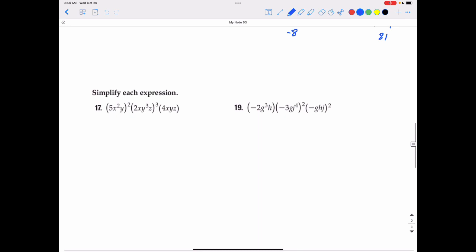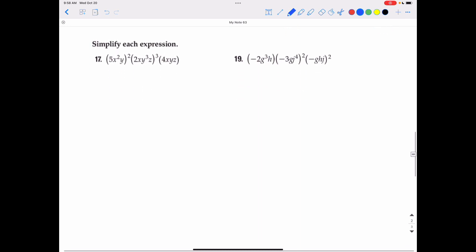Then finally we can combine everything. It says simplify each expression. So (5x²y)² (2xy³z)³ (4xyz) without a power outside. I can't do anything inside of parentheses, so the next part of order of operations would be to do your exponents. We are going to take everything in this set of parentheses to the 2nd power using the rules we just had in the last two sections.